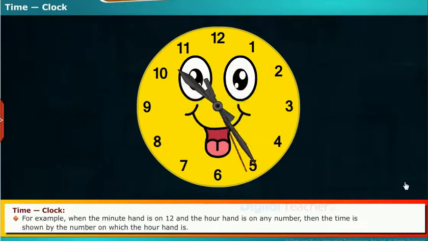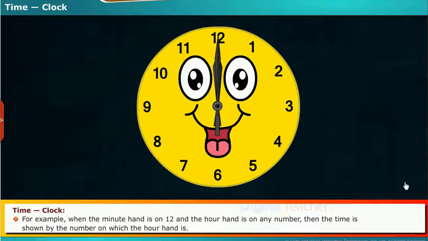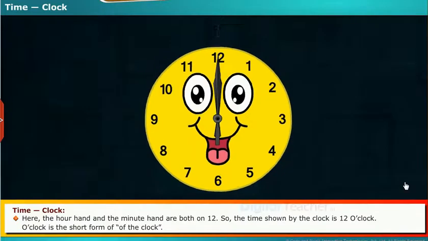For example, when the minute hand is on 12 and the hour hand is on any number, then the time is shown by the number on which the hour hand is. Here, the hour hand and the minute hand are both on 12, so the time shown by the clock is 12 o'clock. O'clock is the short form of of the clock.